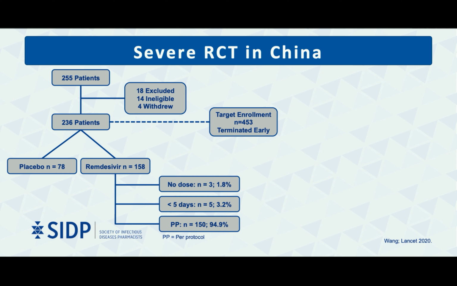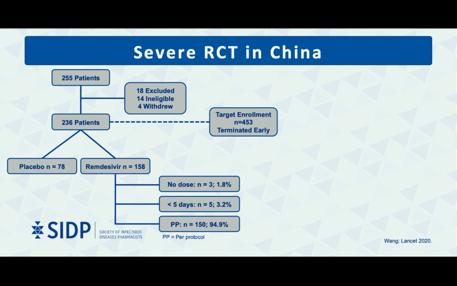255 patients were screened, and 18 patients were excluded, 14 of which were deemed ineligible, and 4 who withdrew from the study. This left 236 patients who were enrolled in the final sample, which is considerably lower than the trial's target enrollment of 453 patients because the study was terminated early due to control of the outbreak.